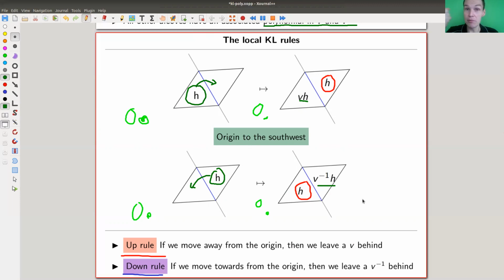You move up, you leave a V behind. You move down, you leave a V inverse behind. And that's why you need a V and a V inverse. They're just formal parameters that you use to distinguish whether you move away from the origin or towards the origin. Okay. Fair enough. That's basically it. That's a local Kazhdan-Lusztig rule.